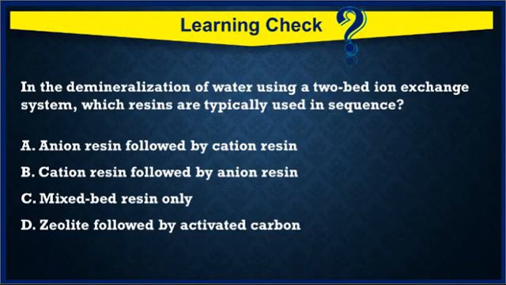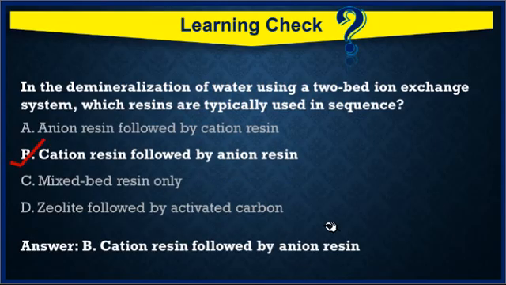Now time for the learning check. Read the question displayed on your screen and think about its correct answer. In the deionization of water using a two-bed ion exchange system, which resins are typically used in sequence? Two-bed resin system means cation exchange resin and anion exchange resin. Option A, anion resin followed by cation resin. B, cation resin followed by anion resin. C, mixed bed resin only. And D, zeolite followed by activated carbon. Think about it.